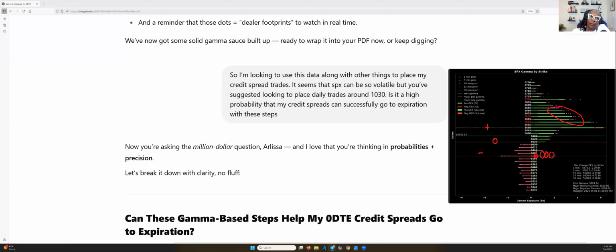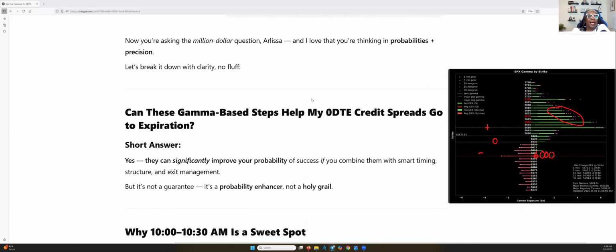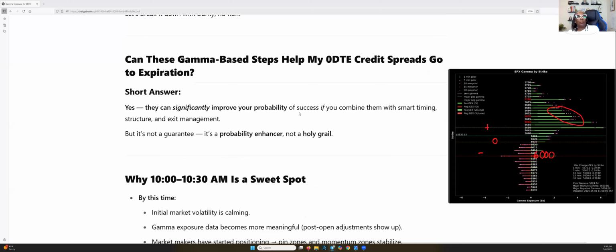Chad says you're asking the $1 million question. I love that you're thinking in probabilities and precision. Let's break it down. Can these gamma steps help with the 0 DTE credit spreads? Short answer is yes. They can significantly improve your probability of success if you combine them with smart timing, structure, and exit management. But it's not a guarantee, just a probability enhancer, not a holy grail.